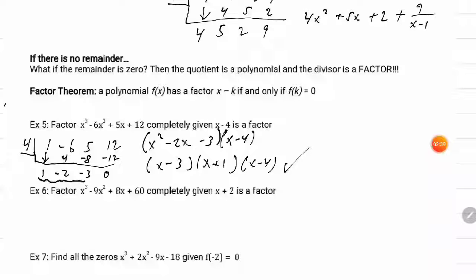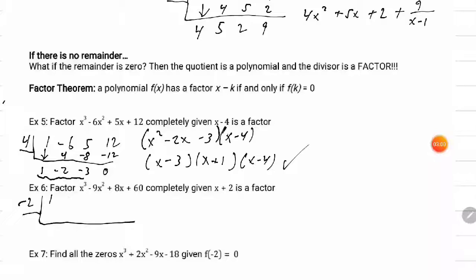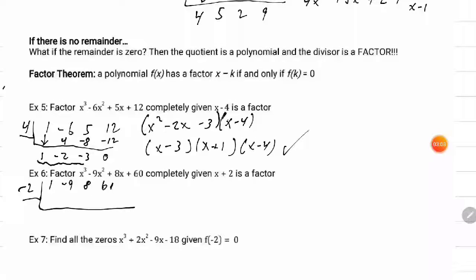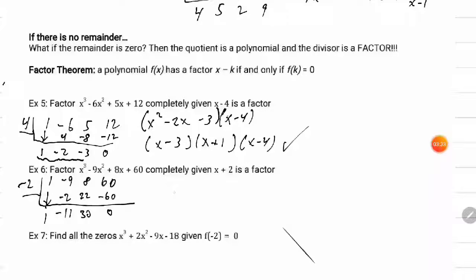Next example. X cubed minus 9x squared plus 8x plus 60. We're trying to factor it completely, given that x plus 2 is a factor. So I'm going to use negative 2 here in my synthetic division or substitution. This is division. So I have 1 for my x cubed, negative 9 for my x squared, 8 for my x, and then 60 for my constant. So, drop this down. 1 times negative 2 is negative 2. Negative 11 times negative 2 is positive 22. 30 times negative 2 is negative 60. And guess what? They're telling us the truth. It is a factor. Okay, my quotient is going to be x squared minus 11x plus 30.